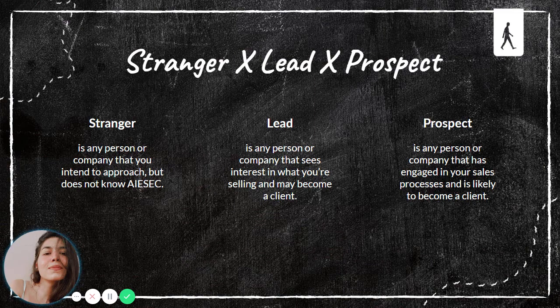Okay, before I talk about the next step, I want to explain and show you the difference between stranger, lead, and prospect. A stranger is any person or company that you intend to approach, but they don't know Isaac. A lead is a person that sees interest in what you are selling, but they don't know it exactly yet, and they may become a client.